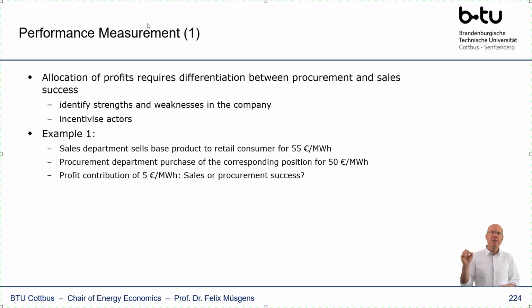Okay, I said we need to measure performance. Allocation of profits requires differentiation between procurement and sales success as one example. Why are we interested in that? Because we want to identify the strengths and the weaknesses in the company. So who is actually doing a good job? If you have this integrated portfolio, it's hard to see where the money is actually coming from.